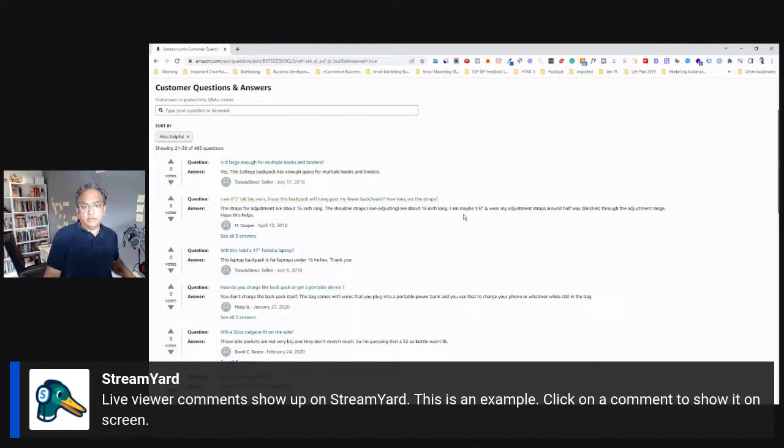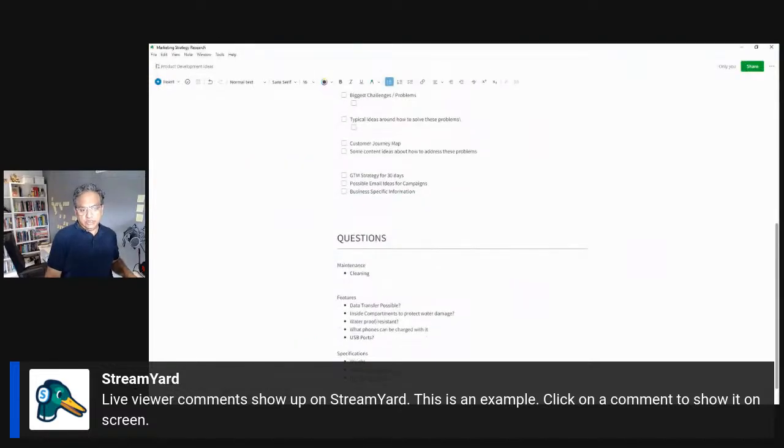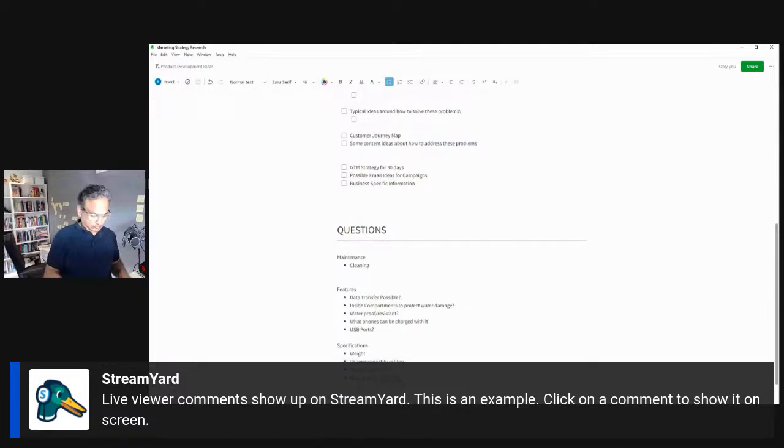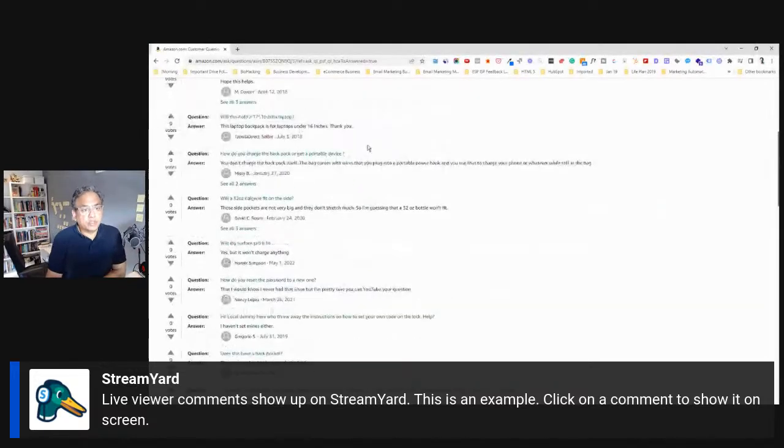Will it hang past my lower back waist? How long are the straps? So, good for what height of the user? Will a 32-ounce Nalgene fit on the side?